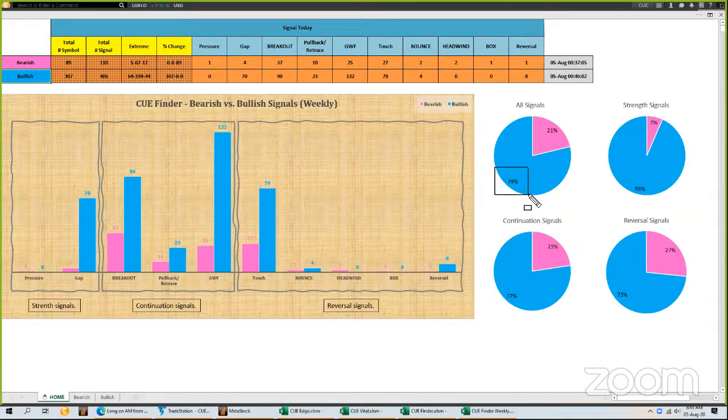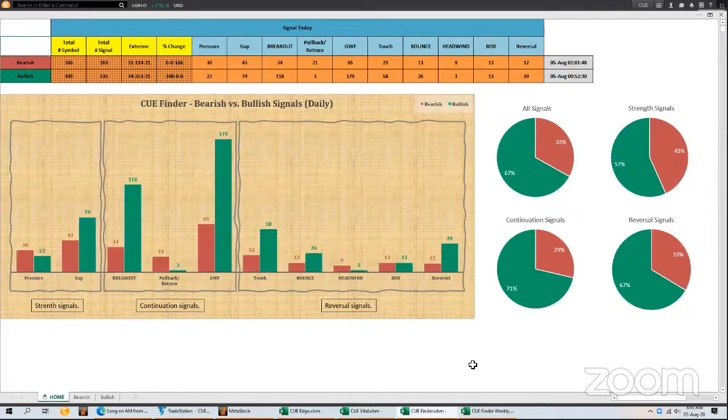If we look at all the signals, about 80% are bullish. Strength signals, 93% bullish. Trend continuation, 77%. Trend reversal, 73% bullish. Across all the categories, it is bullish. Even the reversals, that is very bullish indeed. There is no scope of ambiguity in that. That is the weekly data, and let's look at yesterday's data.